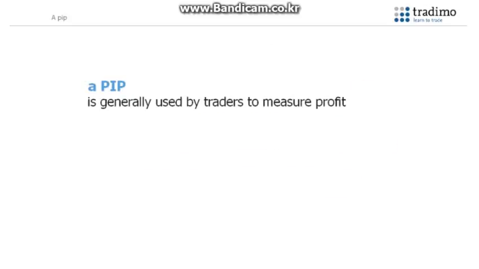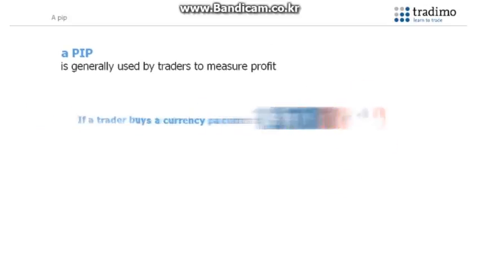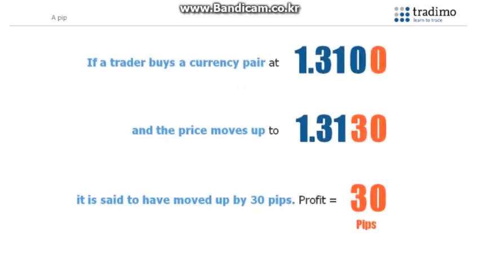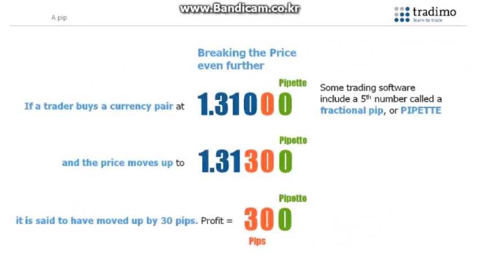Pips are how traders generally measure their profit. If a trader buys a currency pair, again the euro-US dollar at 1.3100, and the price moves up to 1.3130, it is said to have moved up by 30 pips, or the trader has gained a 30 pip profit. Some trading software makes use of 5 decimal places, in which case the 5th number is called a fractional pip or pipette.